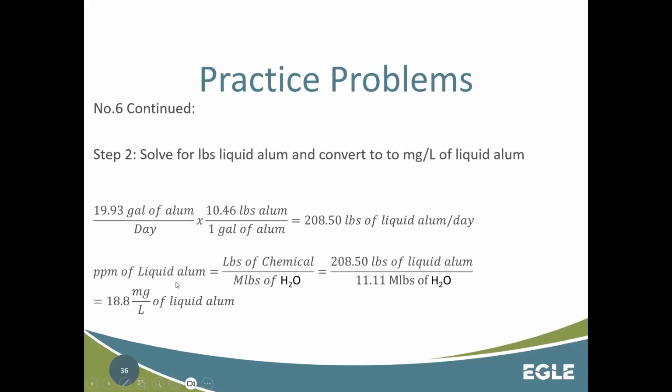And of course, going back to our ppm equation, we take our pounds of chemical over our million pounds of water, 208.5 divided by 11.11 million pounds of water, for a dose of 18.8 milligrams per liter of liquid alum.